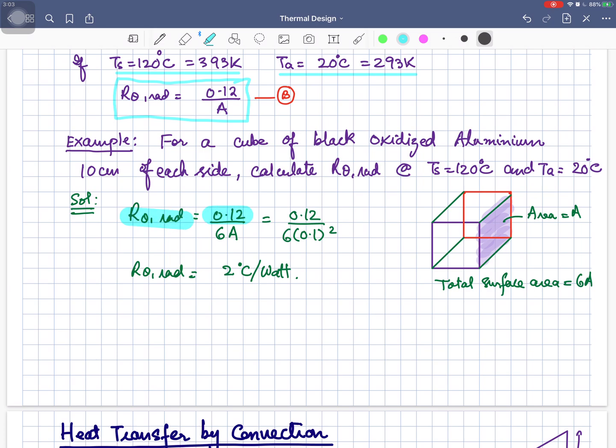using the expression that we defined above. R theta is equal to 0.12 by 6 into A, where A is the area. Why 6? Because there are 6 sides. One side is this one, let's write it, the right side. This one is the left side, top side, bottom side, front side, and the back side. There are 6 surfaces. So because of that, we are multiplying this area with 6, because we are calculating the area of one surface. So the area of one surface is 0.1 squared, because the length of 10 centimeters is equivalent to 0.1 meter. So 6 into 0.1 squared. So R theta radiated, meaning the thermal resistance for the radiated heat, will be 2 degrees centigrade per watt.